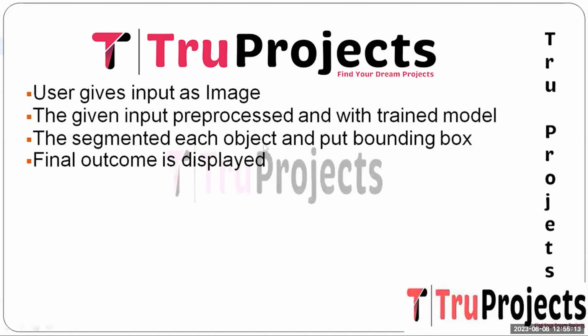And the next one is to segment each object and put the bounding box. Segment each detected aeroplane using the bounding box coordinates provided by the model. This involves extracting the region of interest from the image.